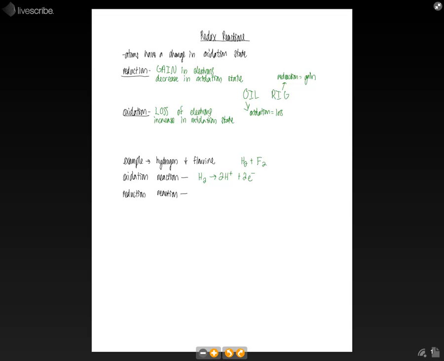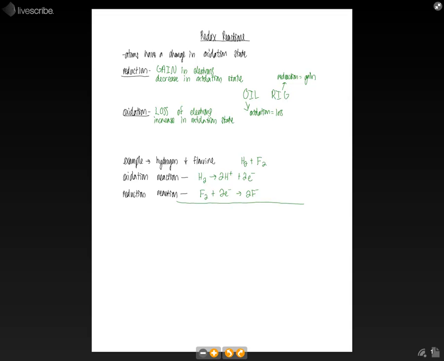And then the reduction half is with the fluorine, which is F2 plus 2 electrons yields 2F minus. And so, like we said in our definition, the reduction is the gain in electrons, and you can see here that the 2 electrons this time are reactants. And so we are gaining 2 electrons in this case.